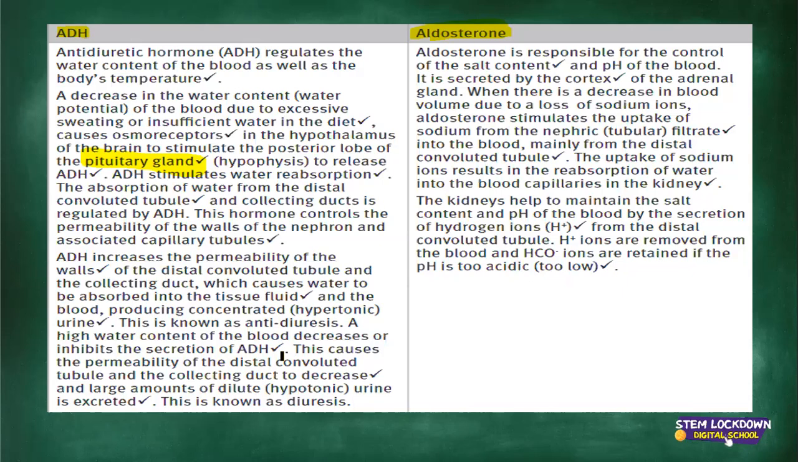Then that would cause the permeability of the distal convoluted tubule and the collecting duct to decrease. Then large amounts of dilute urine now will be excreted. Why? Because now the water concentration would be high in the urine. So when it's high, it is called what? It's a dilute solution of urine now because there's more water. This one here is known as diuresis.